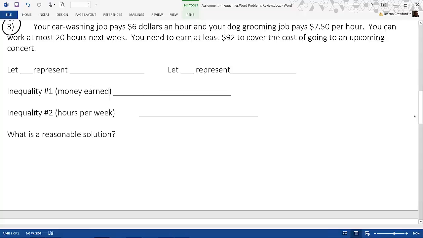And what concert should we go to? Whatevs.